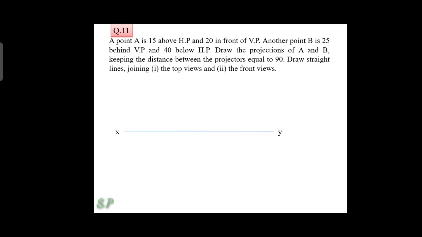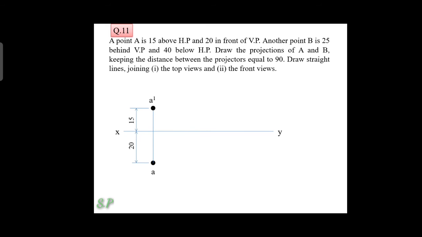Draw the XY reference line, and first we are going to draw the projector of point A. That is 15 above HP. So you take a 15 mm distance from the XY reference line and locate the front view point A dash. On the same projector you locate the top view point, 20 in front of VP. So you take a 20 mm distance below the XY reference line and locate the top view point A.